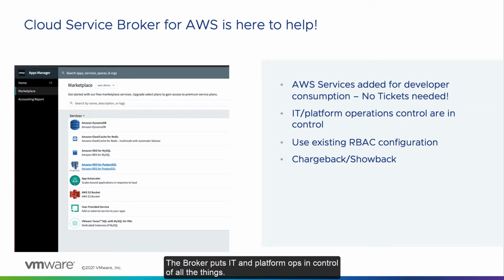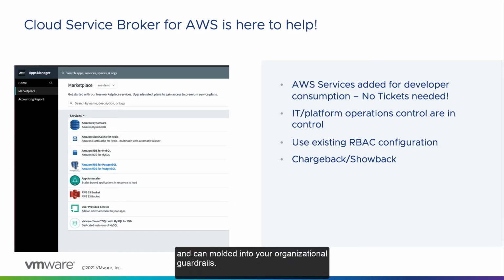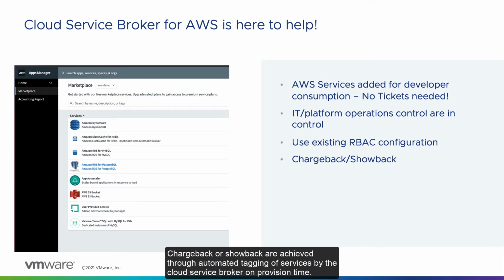The broker puts IT and platform ops in control of all the things. IAM roles, VPC config, AWS credentials, AWS service offerings are all controlled by operations and can be molded into your organizational guardrails. There's no need to grant everyone access to the AWS console. Existing Tanzu Application Service RBAC config can be used to control who gets access and who does not. Chargeback or showback are achieved through automated tagging of services by the Cloud Service Broker on provision time.